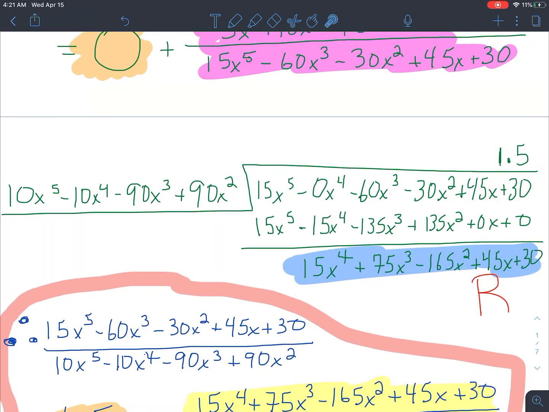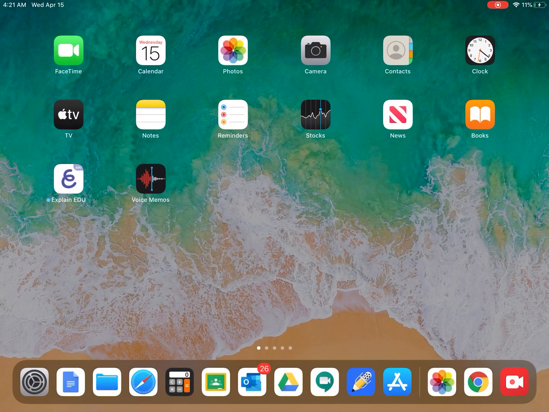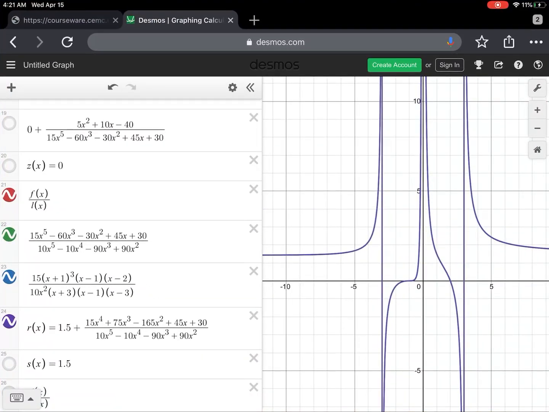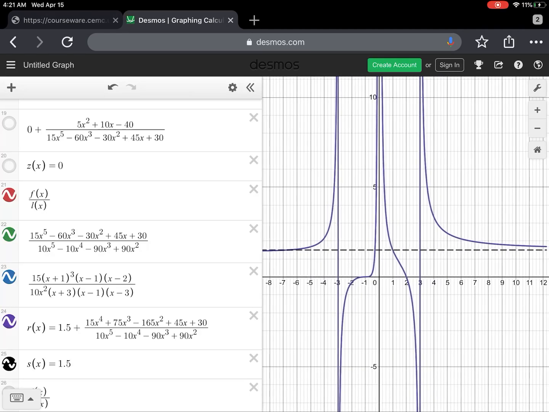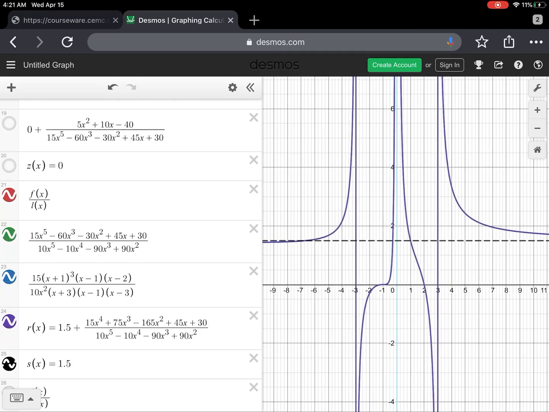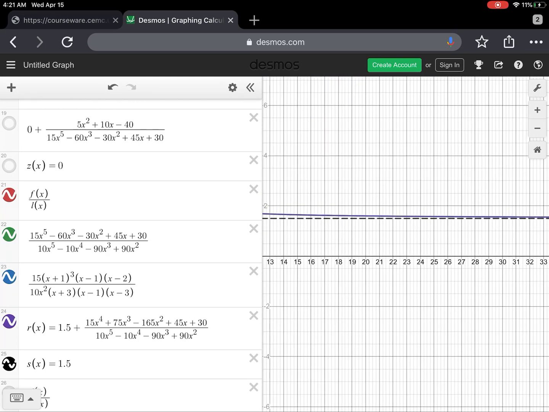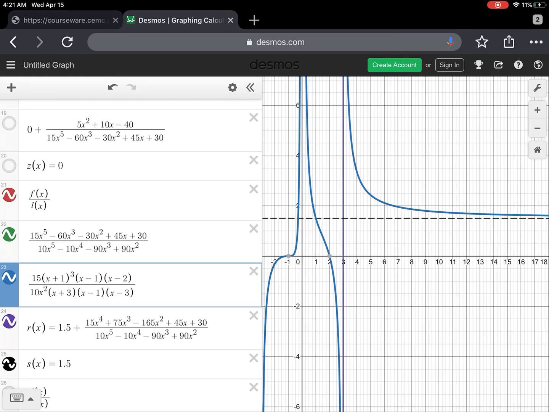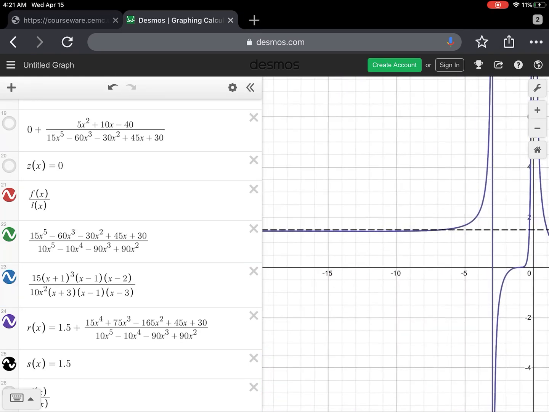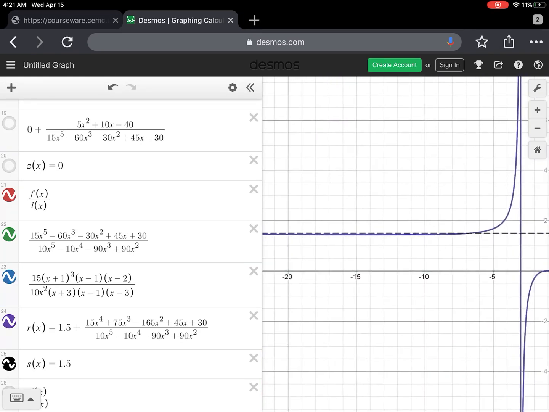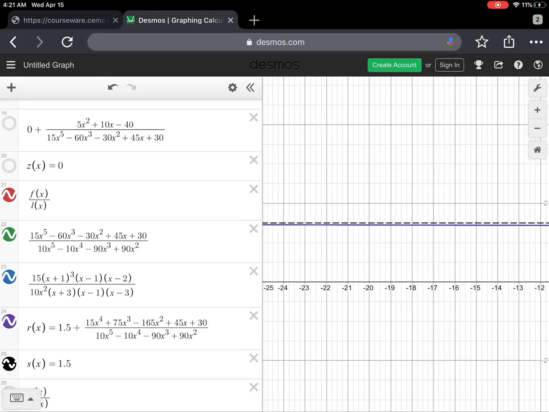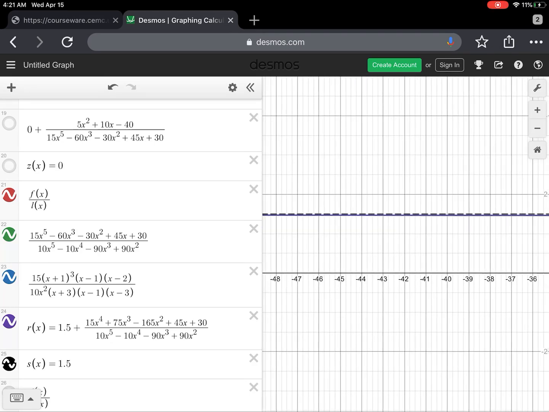So let's go check and see if Desmos jives with that. I've got my s of x equals 1.5, there's the line, and sure enough, it does all this crazy stuff in the middle. But when you get to the end, boom, you're approaching that asymptote. Let's go to the other side. And, yep. Oh, see how this one kind of crosses and goes underneath? I'll bet you it's going to get closer and closer from the bottom.